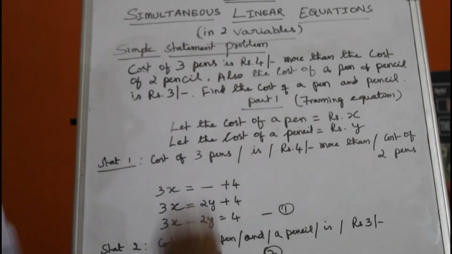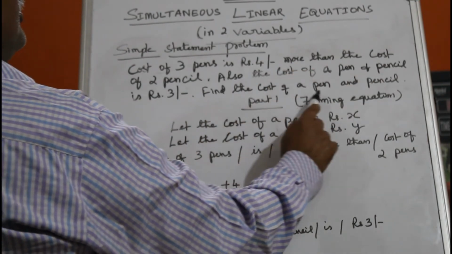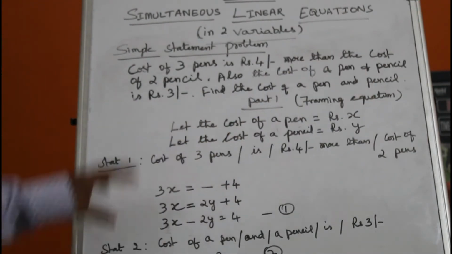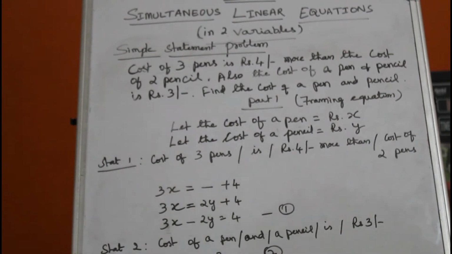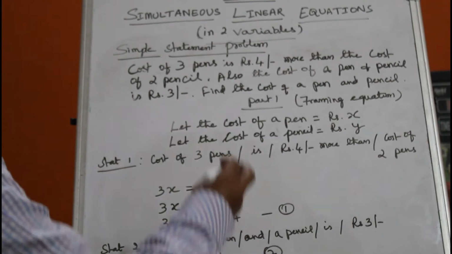Till this it's called statement 1. Also, the cost of a pen and a pencil is rupees 3. Find the cost of a pen and a pencil. So this is called a statement problem. As I told you, there are a lot of models in this. We are doing a very simple sum. Now you must take this one.